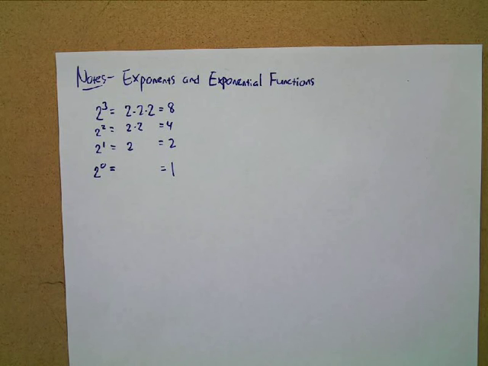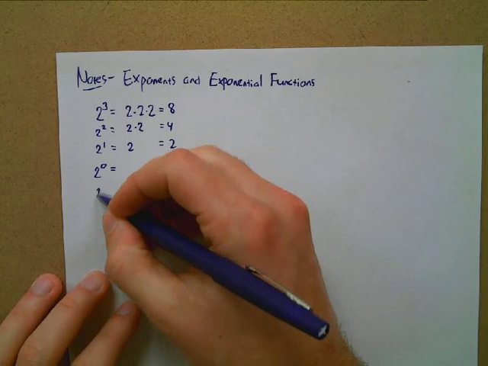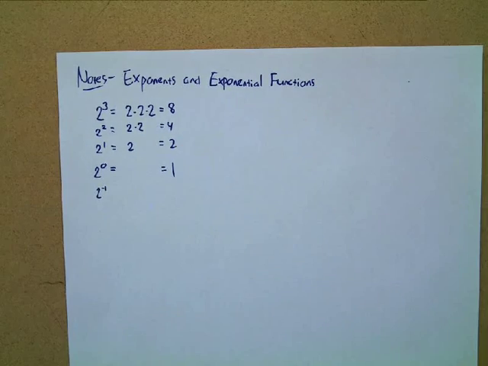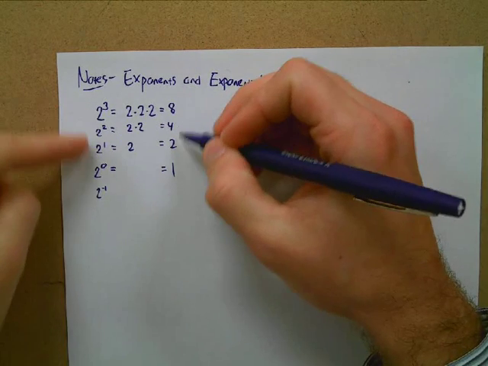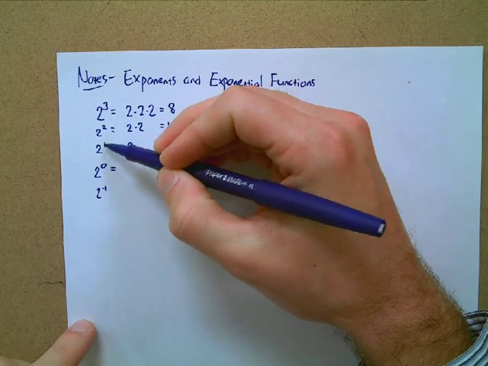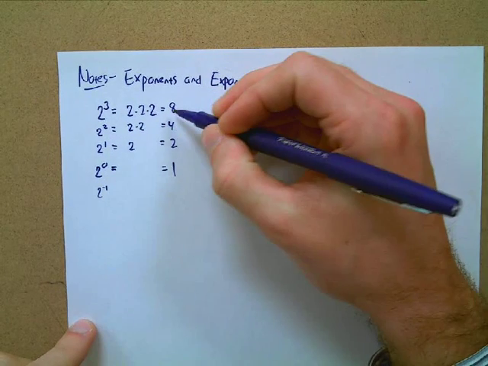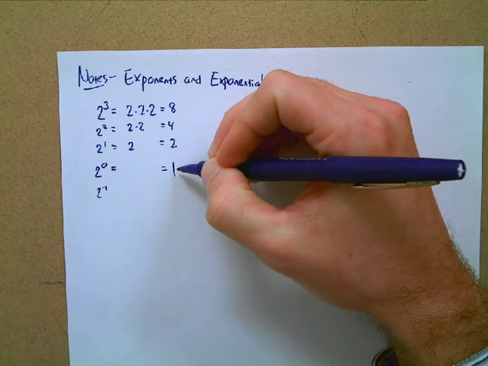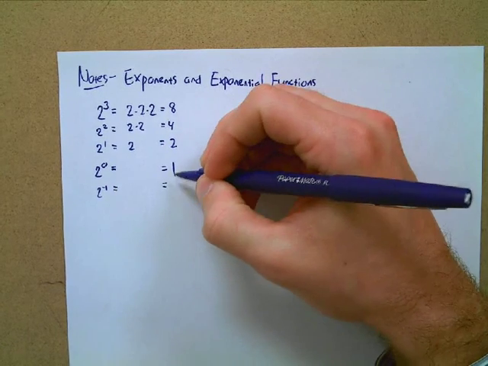Except for 0 to the 0, that would be an indeterminate form. Then it also helps us make sense of things like 2 to the negative 1. How do you multiply 2 by itself negative 1 times? That doesn't follow the old definition, but it still fits our pattern. We're lowering our exponents by 1 each time, so each time we're dividing by 2, or multiplying by 1/2. And so 1 divided by 2 gives us 1/2.